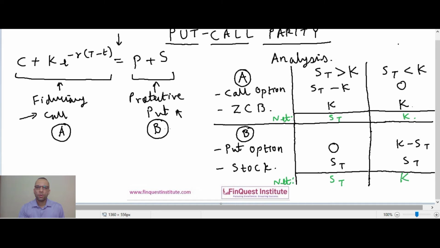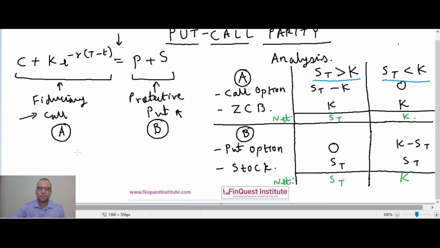So to understand why this equality exists, let's try to do a simple analysis. So we'll take two scenarios. First is stock price at maturity capital T being greater than the strike price K, and second is the stock price at maturity less than the strike price K. We'll analyze both the portfolios and we'll see how they are equivalent to each other. So let's focus on portfolio A, that is the fiduciary call. So here we are going to apply the payoff conditions for call and put options.